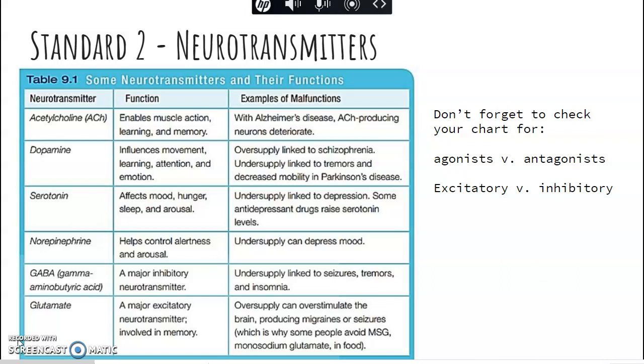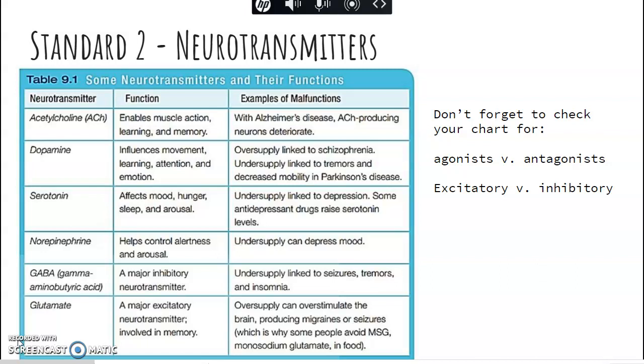Also sometimes on the test, so be aware, is curare. Curare is like a poison that in South America the natives put on arrows, and that would freeze you, paralyze you. So it's an antagonist. So be aware of those. Just agonists mimic and antagonists block the effect.